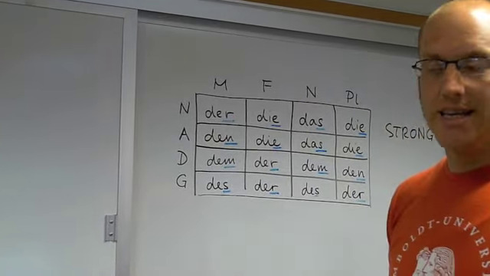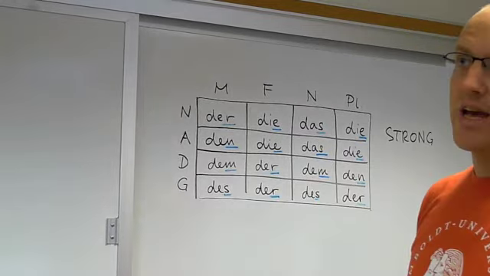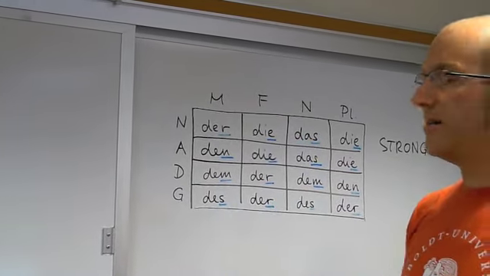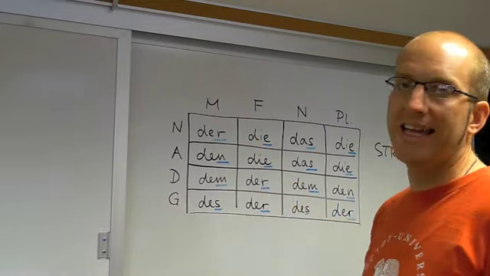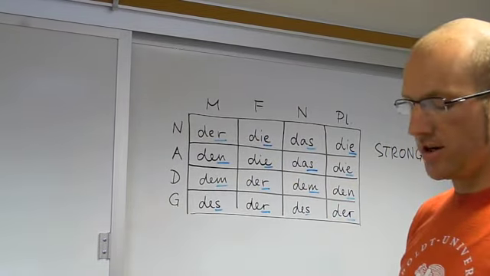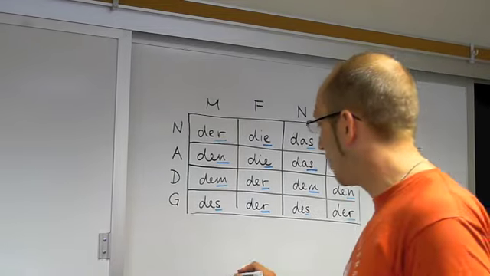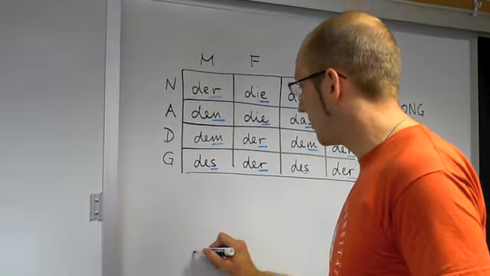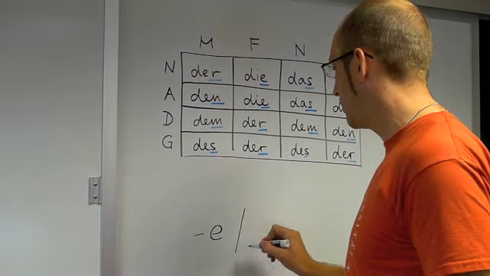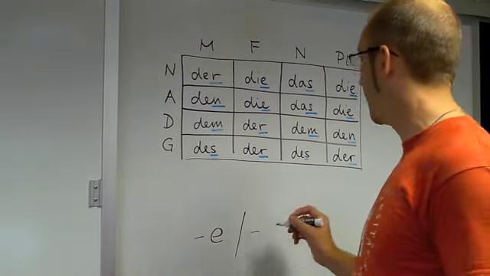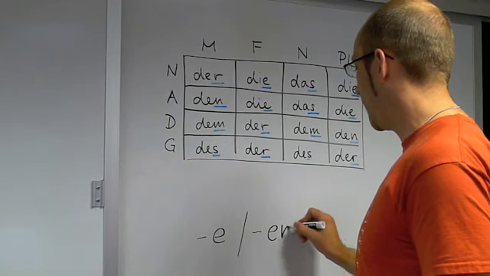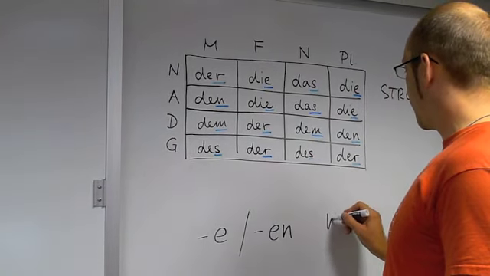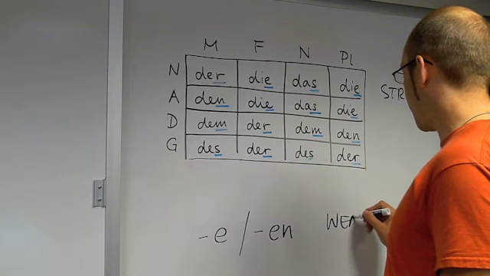Then we have weak endings. Let's say we have an article, der, which has its strong ending for that case. Then what we're going to use in the adjective is a weak ending, which is going to be one of 2 endings, either E or, most of the time, it's actually going to be en. These are our weak endings.